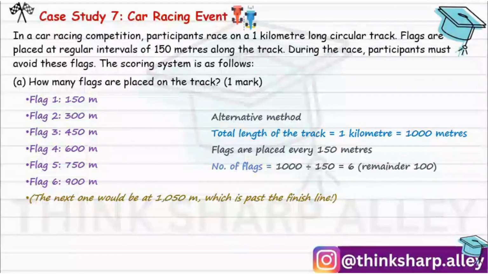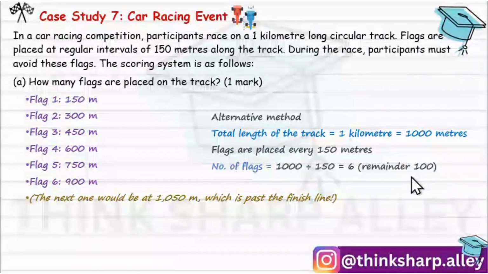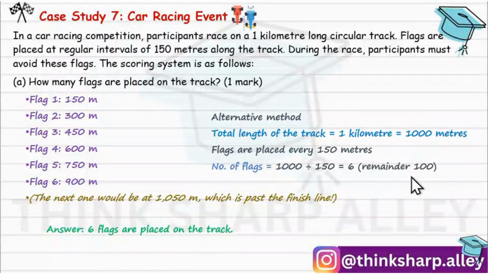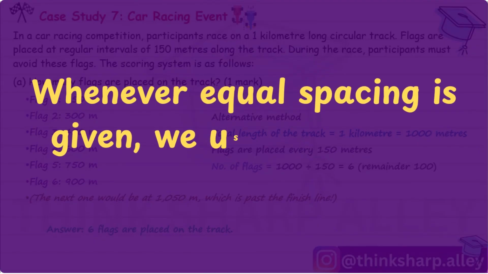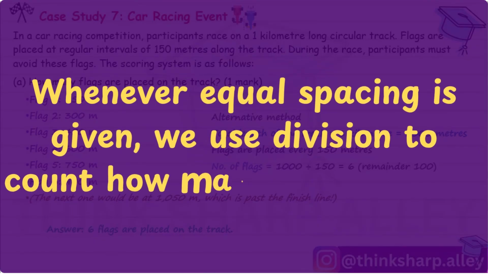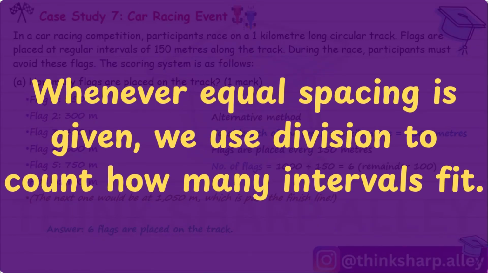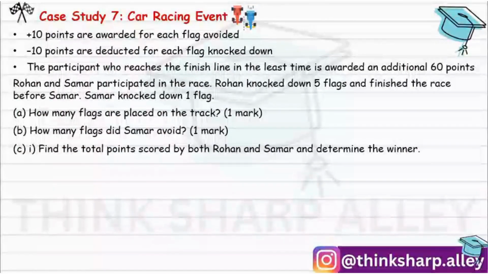1000 divided by 150 gives me 6 as the quotient and remainder 100. So in total, there will be 6 flags on the track. So remember, whenever equal spacing is given, we use division to count how many intervals fit. Let us have a look at the next question, part B.